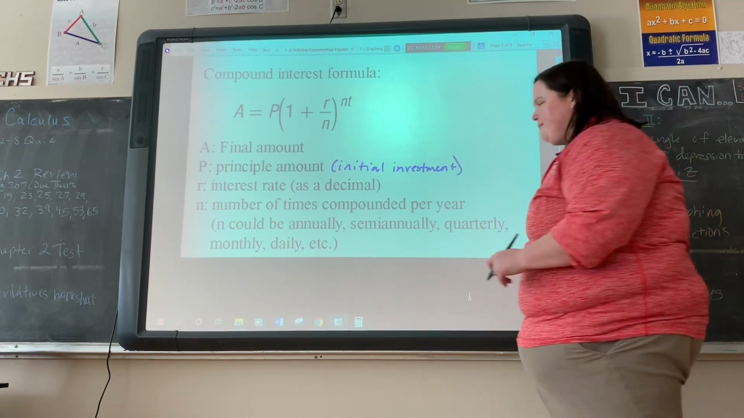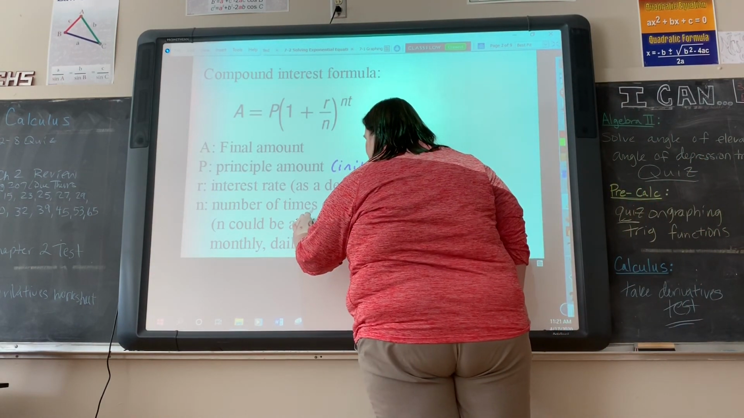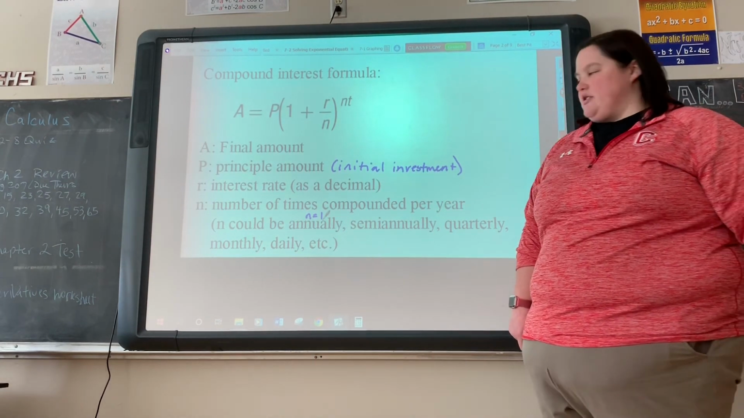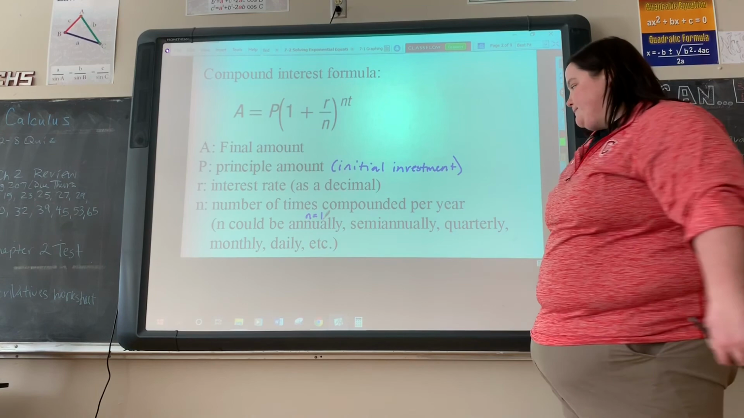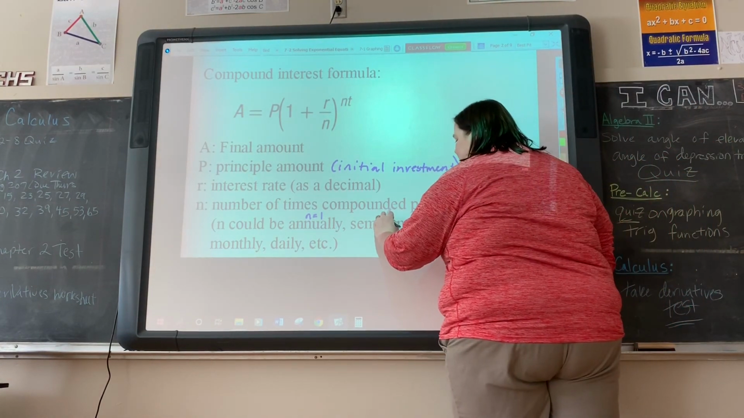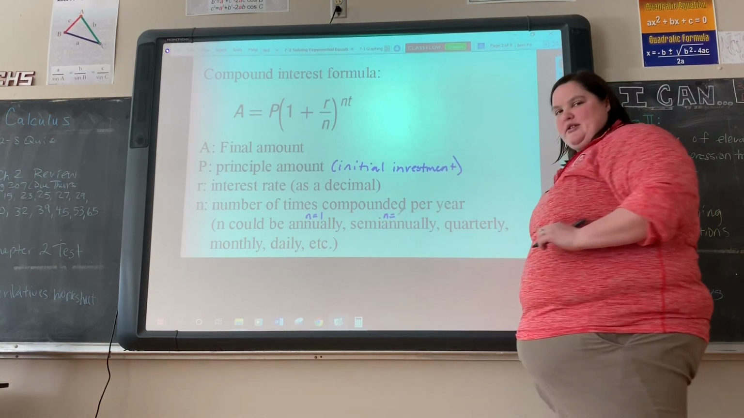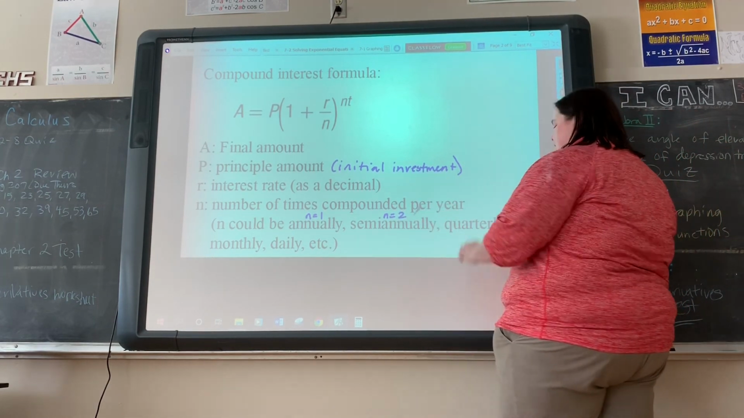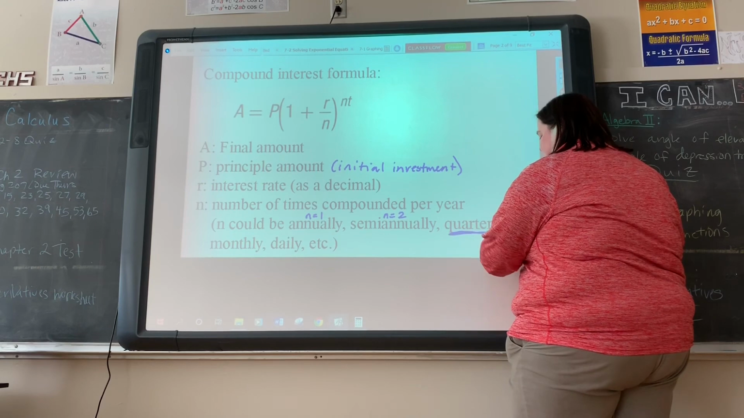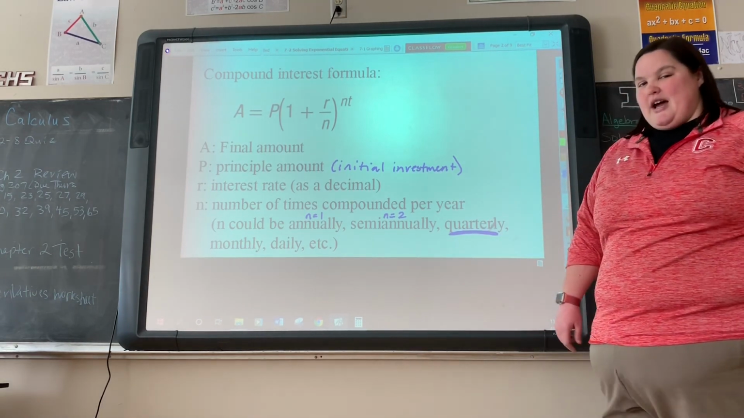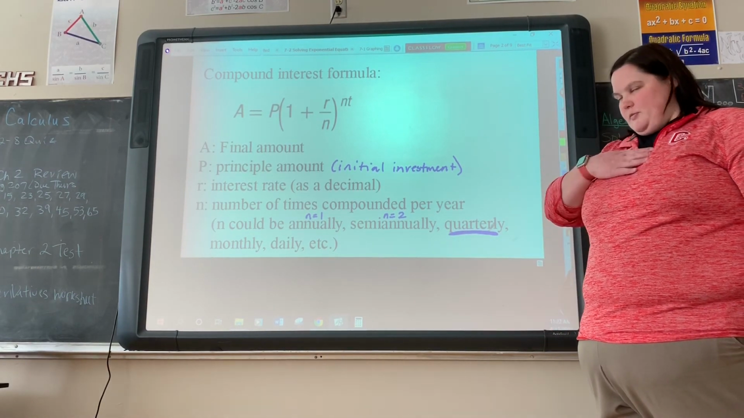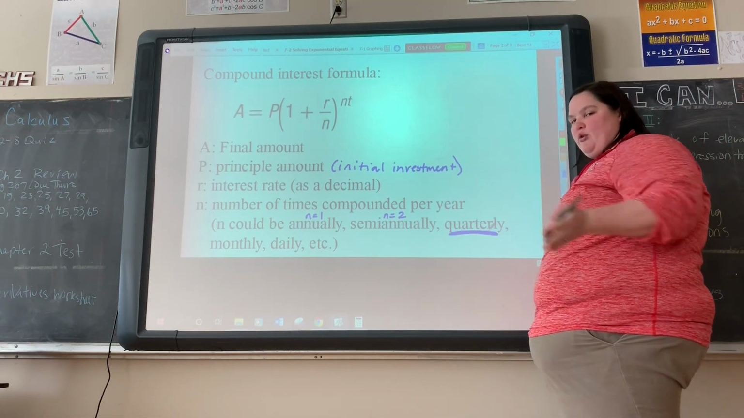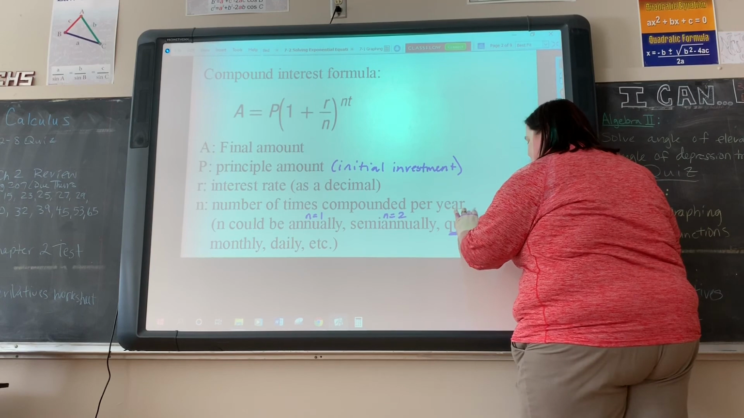Annually: typically we don't see this, but every once in a while you work with an account that just gives you once a year. So annually, N would be 1. Semi-annually, if you've ever done a semi-annual sale, that's 2 times a year. Quarterly, I'm going to underline this one. That's a big one. A lot of investment accounts do that. Some bank accounts do that. So quarterly is dividing it up into 4 pieces, so N is 4.